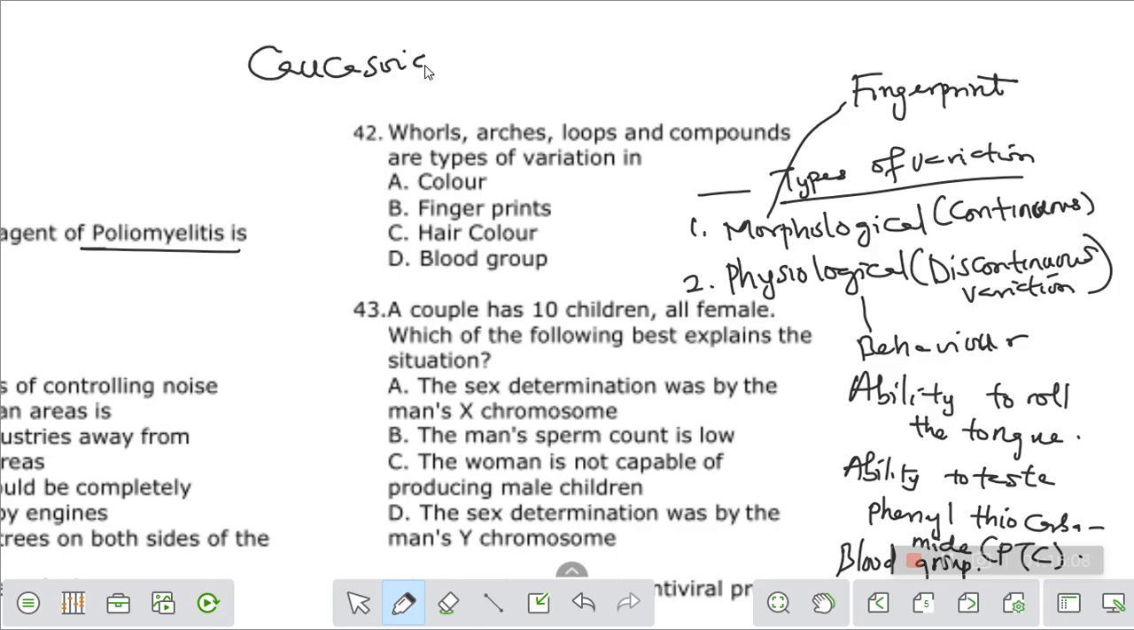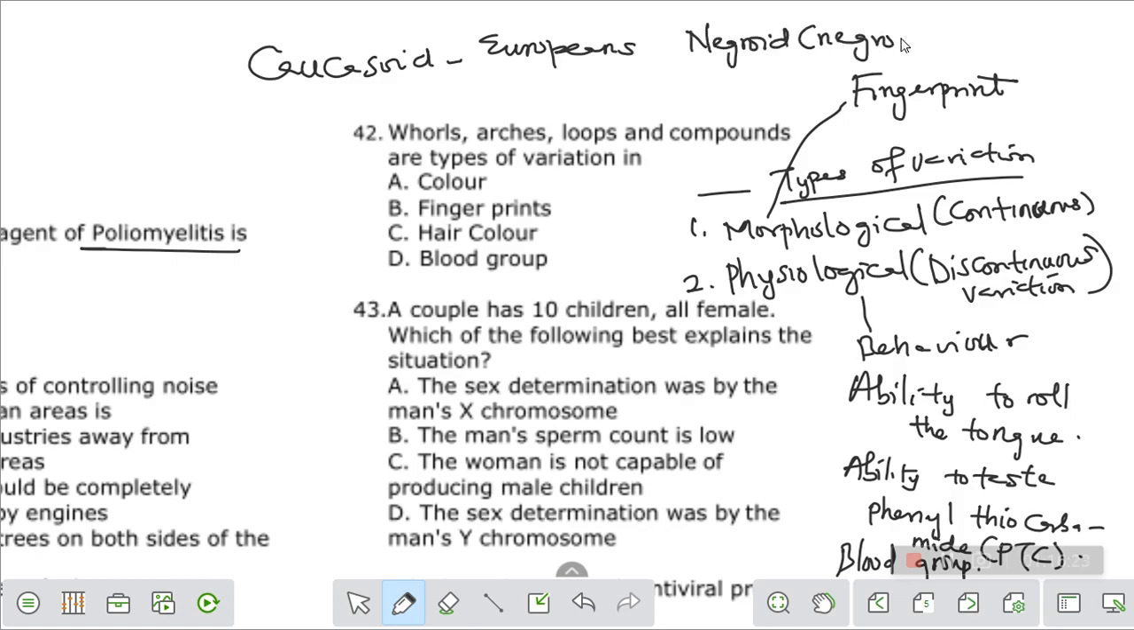I think that's just by the way. I'm done with that topic, which is variations and evolution. If you want to know more about it, just go and learn it. The question asked: which are the types of variation in fingerprints? Whorls, arcs, loops, and compounds.